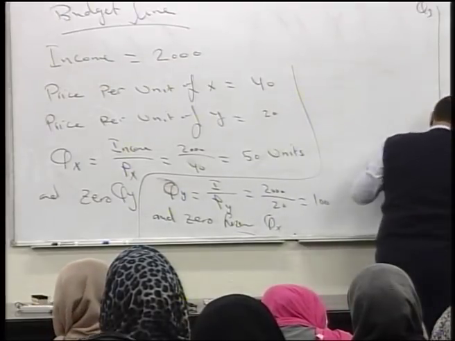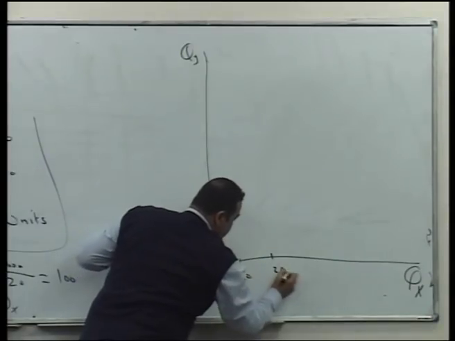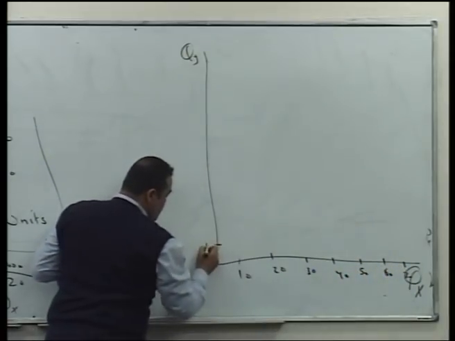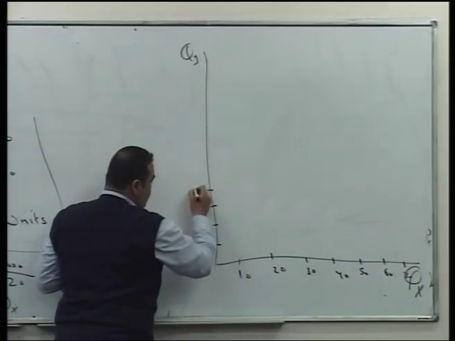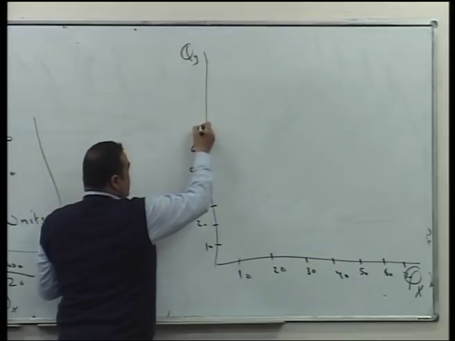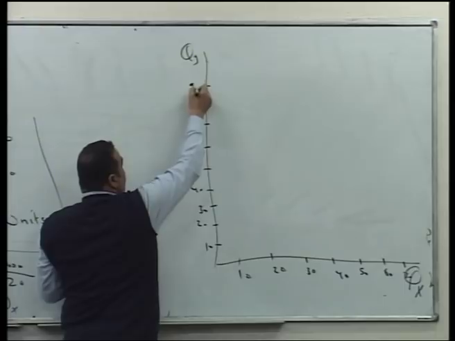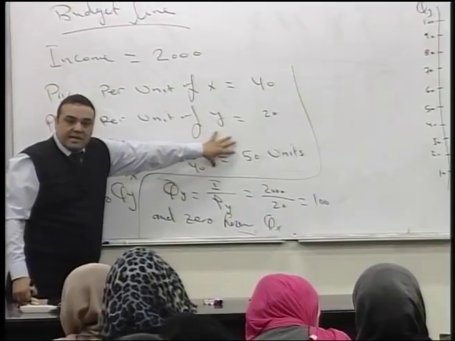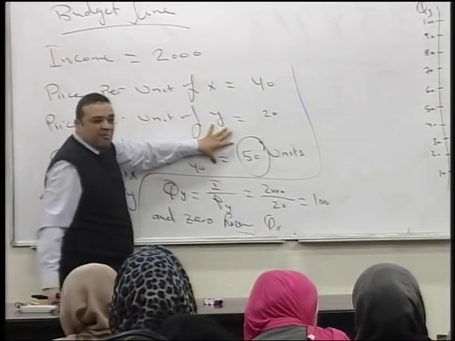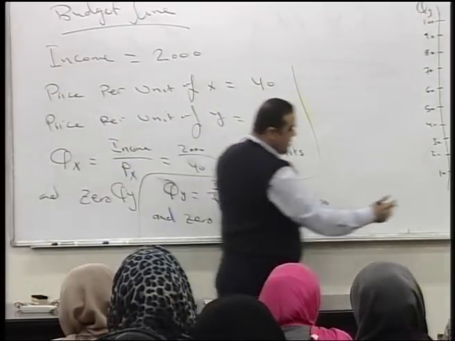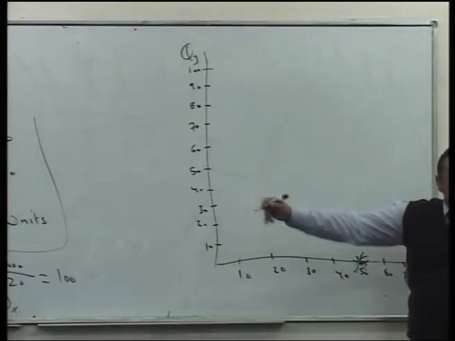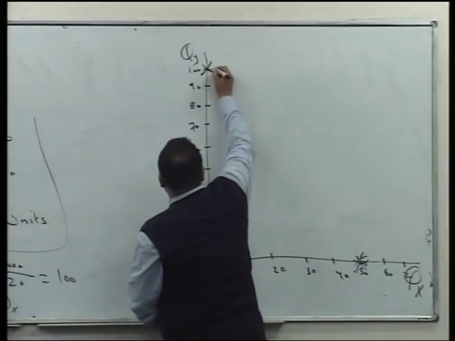So here, quantity X: 10, 20, 30, 40, 50, 60, 70, and quantity Y: 10, 20, 30, 40, 50, 60, 70, 80, 90, 100. If the consumer wants to buy only X, how many units of X can he buy? 50. How many units of Y in this case? 0. So he can buy 50 of X and Y equals 0. Or he can buy 100 units of Y and 0 from X.